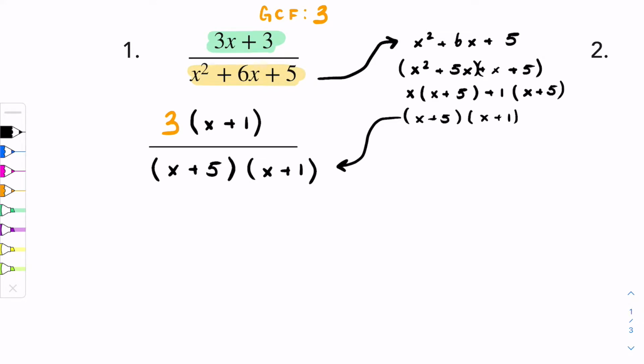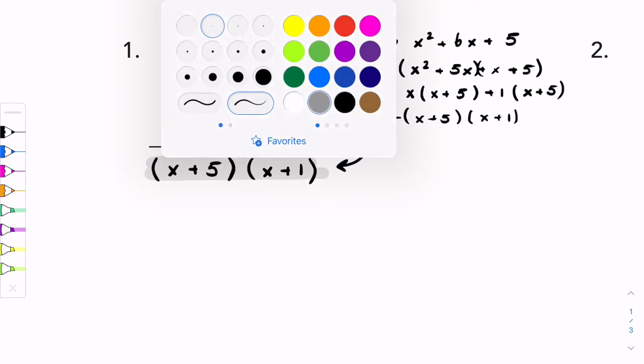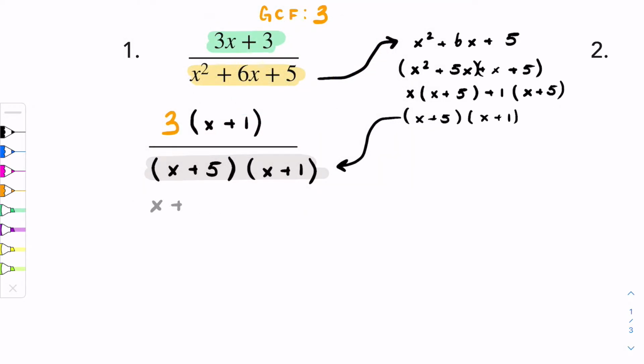Once you have the numerator and the denominator in factored form, you have to identify restrictions by setting the denominator equal to 0. So I'm going to take both x plus 5 and x plus 1, and I'm going to set them equal to 0. When I set x plus 5 equal to 0, I have a restriction, and because it's a restriction, I'm actually going to use a not equal sign, telling me that x cannot equal negative 5.